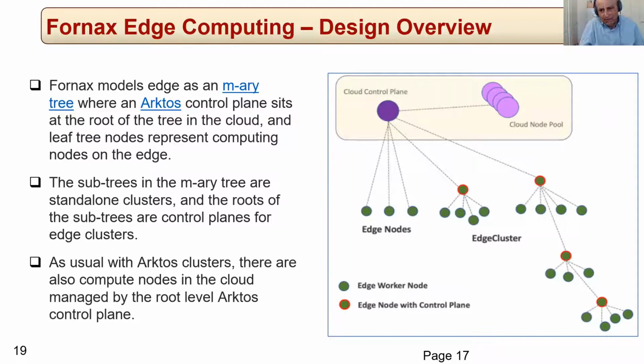This is a high-level topology. You have an Octos control plane that sits at the top, and then you may have independent clusters, and they might be in a hierarchical topology. So this whole thing is seamlessly managed by our Fornex Edge Cloud platform.